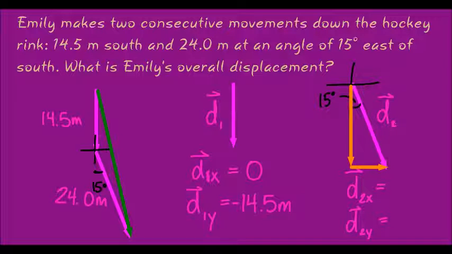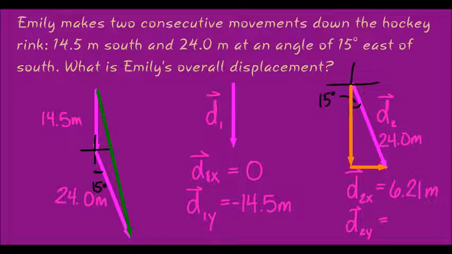Looking at this triangle that I've made, I could use the sine function to find my x component, because the sine of 15 degrees is opposite over hypotenuse. My hypotenuse, remember, is equal to 24 meters. So if I multiply that 24 meters by the sine of 15 degrees, I can find the x component of my vector. That x component ends up being 6.21 meters.